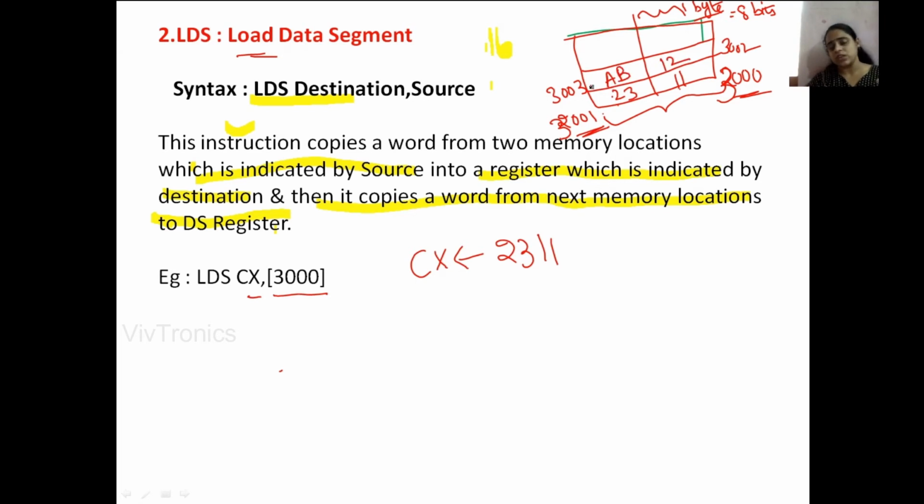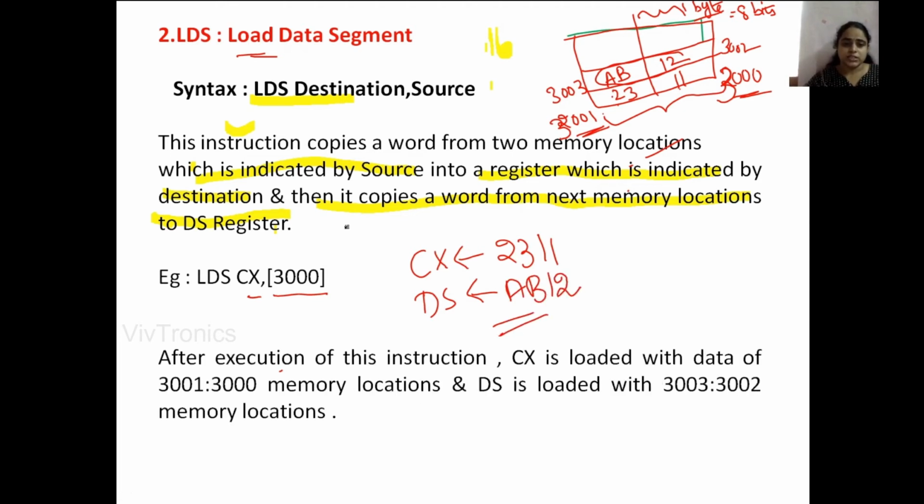So these are values that we manually put into memory. The next two memory locations hold AB comma 12, and the data segment is loaded with AB12. Okay. So this instruction does that. After execution of this instruction, CX is loaded with the data of memory locations 3001 and 3000, and the data segment is loaded with the next set of memory locations.